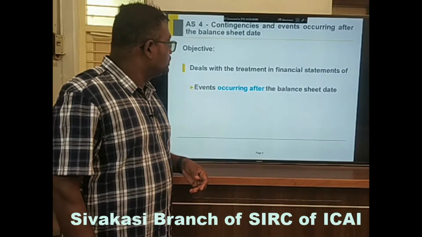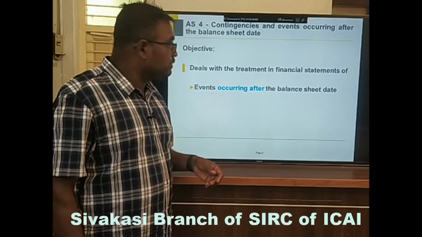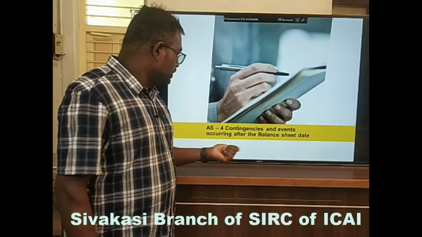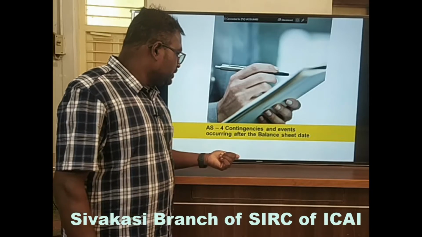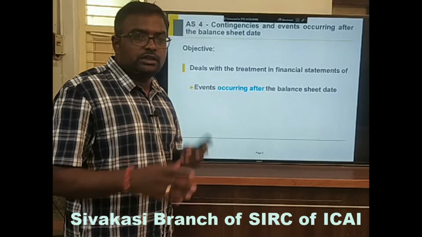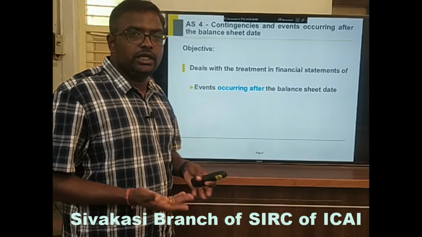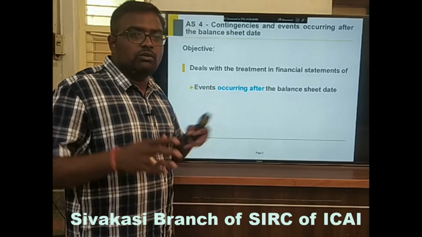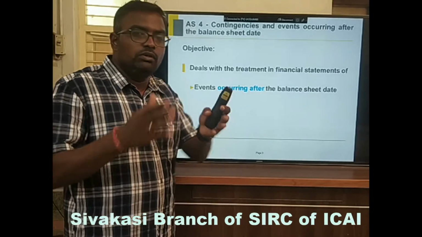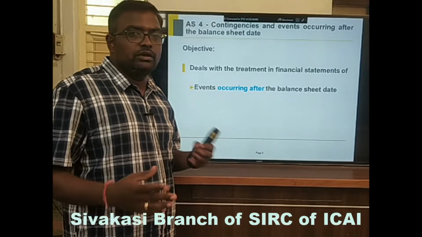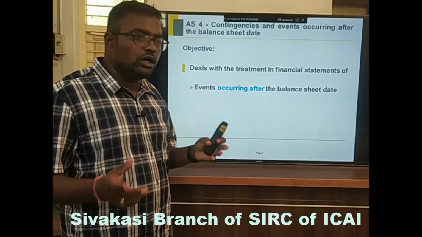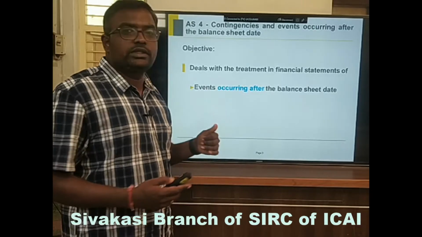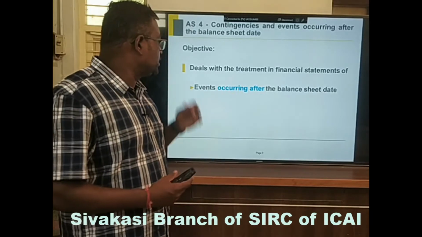So the first standard we are going to see is AS 4, which is Contingencies and Events Occurring After the Balance Sheet Date. This standard mainly deals with what are the situations which arise after the balance sheet date, but before the board approves the financial statements. We will see what is the difference between balance sheet date, board approval date, and any other date. What are those different dates, how to comply with those dates, which events are covered under the standard, and which events are not covered under the standard.